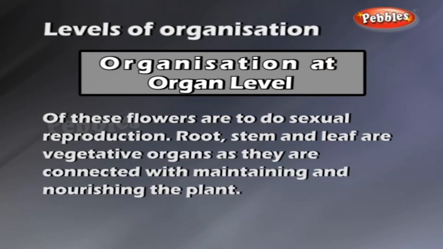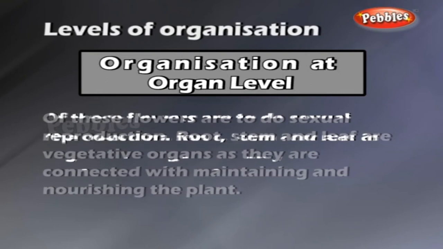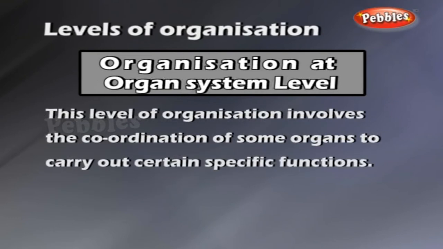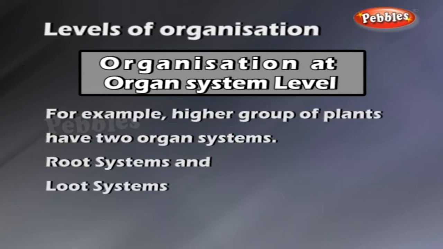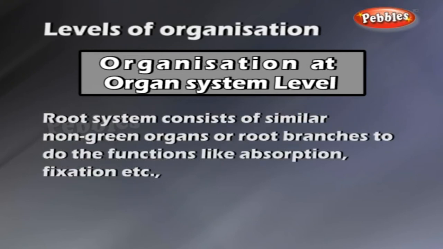Organization at organ system level. This level of organization involves the coordination of some organs to carry out certain specific functions. For example, higher groups of plants have two organ systems, root system and shoot system. Root system consists of similar non-green organs or root branches to do functions like absorption, fixation, etc.